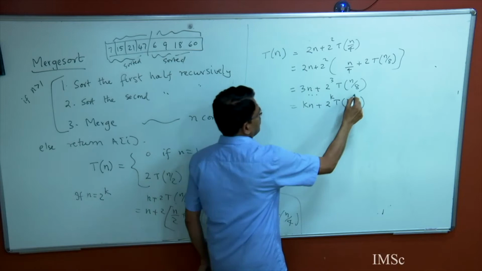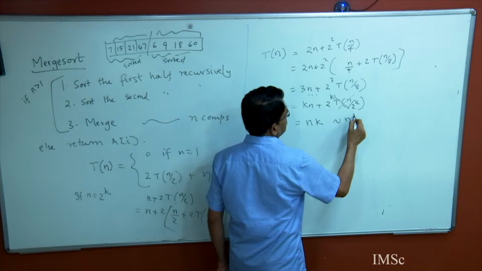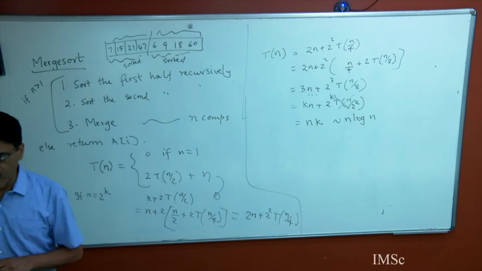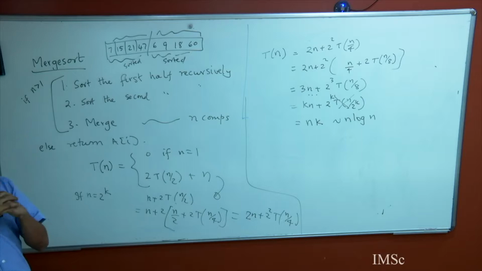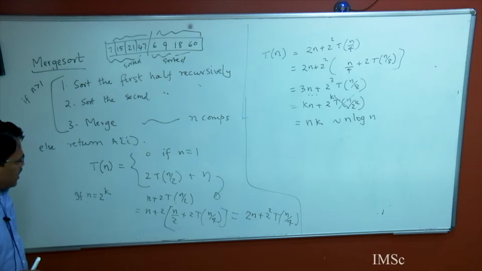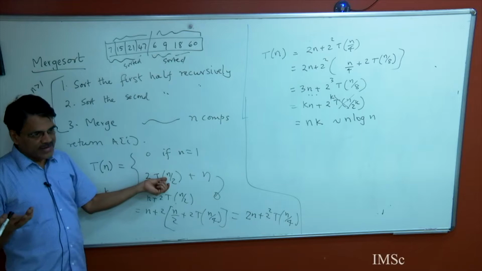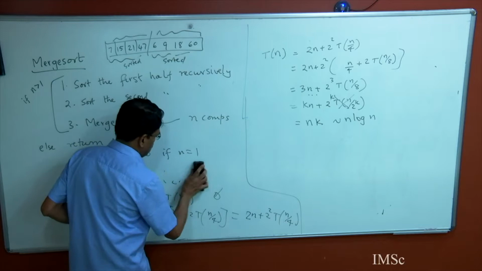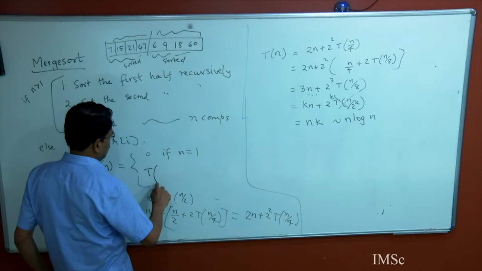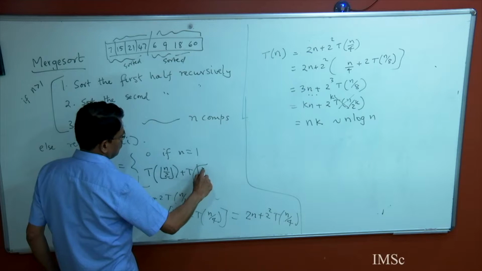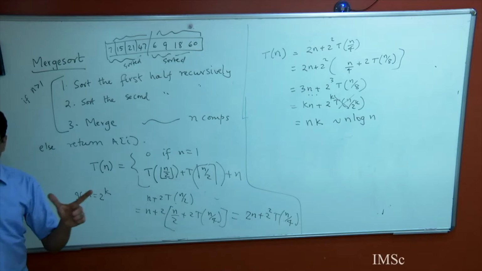So this is n times k, which is n times log n, because when n is 2 power k, it will be log n. So this is when n is a power of 2, but what if n is not a power of 2? How do I analyze this algorithm? Because first of all, n by 2 may not be an integer. So more precisely, if I have to write this, it will be a little messy. One half will be rounded down, the other half will be rounded up, and plus n.